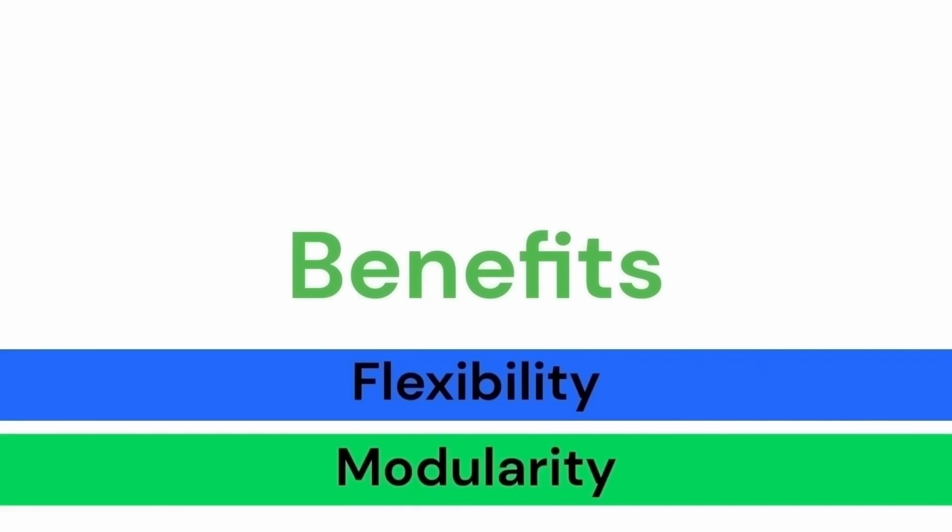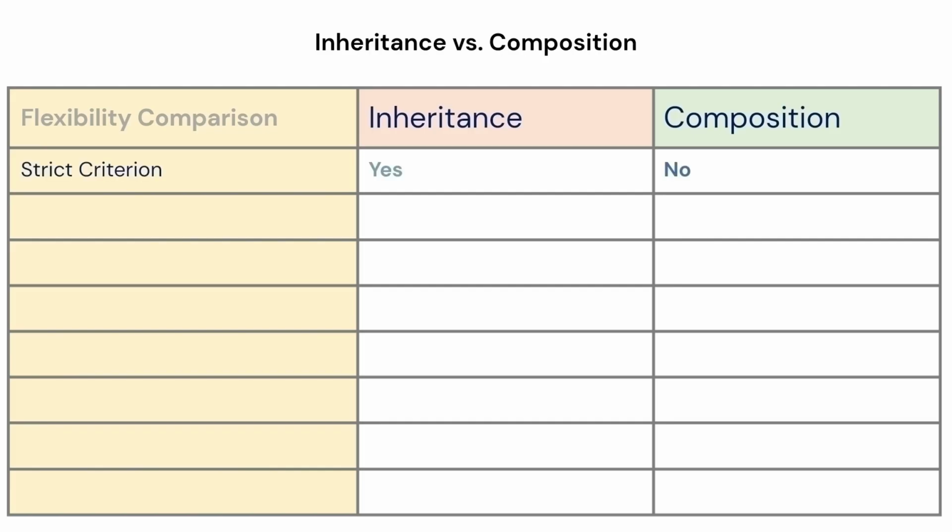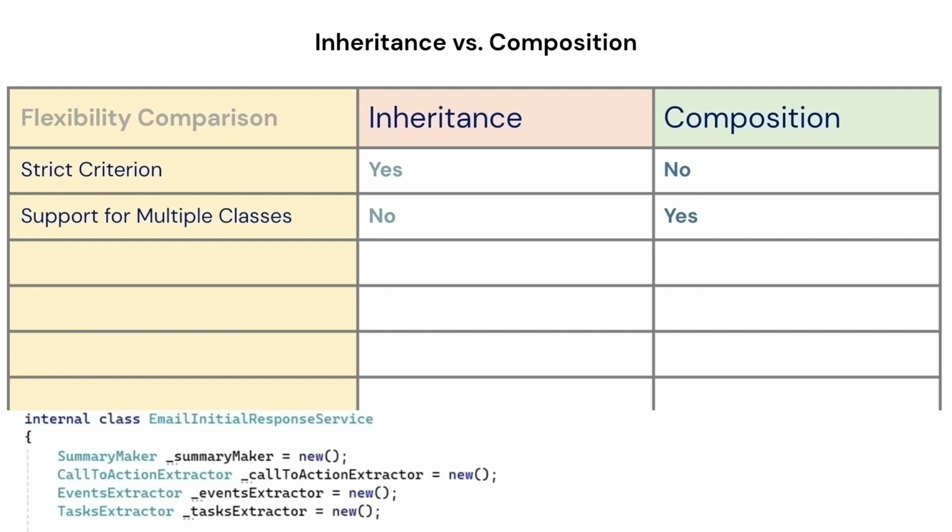Benefits. The two key benefits of composition are flexibility and modularity. These two are umbrella benefits that bring a variety of other advantages. Flexibility. Unlike inheritance, you can use composition between any two classes. As long as there is a need and it makes sense in your context, you can apply composition between any two classes. You can perform composition with as many classes as you want.